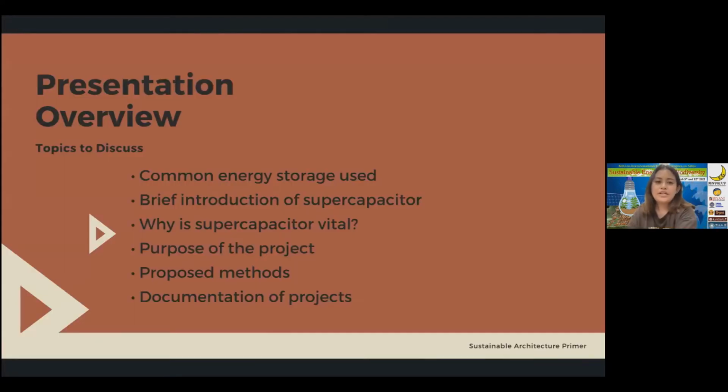And in this presentation, I am going to discuss several topics. Firstly, I'm going to tell you about common energy storage used nowadays, and then a brief introduction about the supercapacitor itself and why supercapacitor is vital, the purpose of my project, the proposed methods I'm going to do, and some documentation about my project.